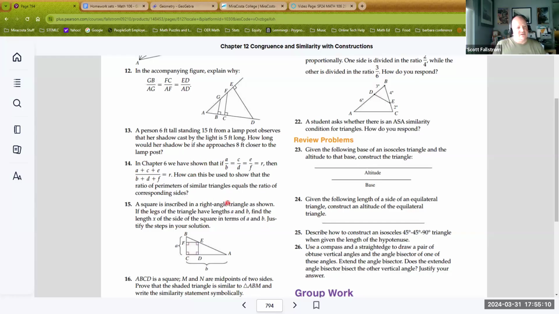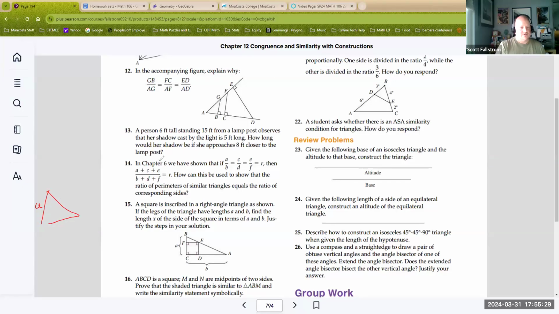14, this is going to be something we use in chapter 13 when we talk about the perimeters of similar triangles, or the perimeters of other shapes that are similar. It doesn't have to be a triangle. And basically, if you have a triangle like ABC, nope.